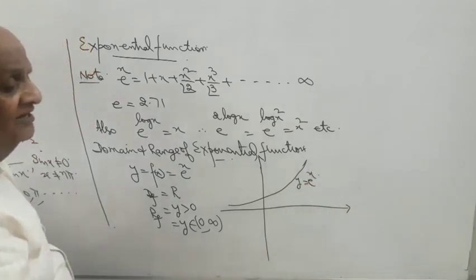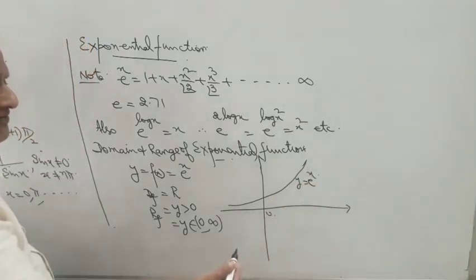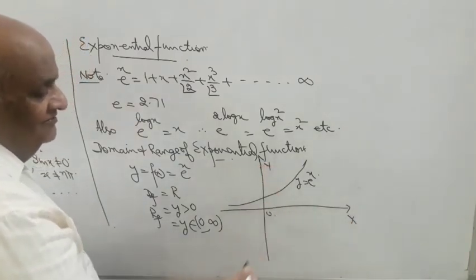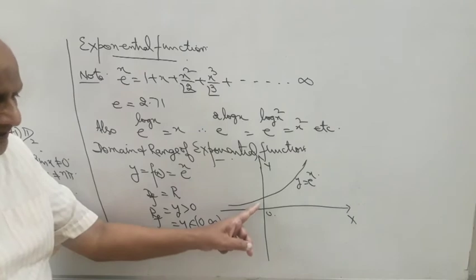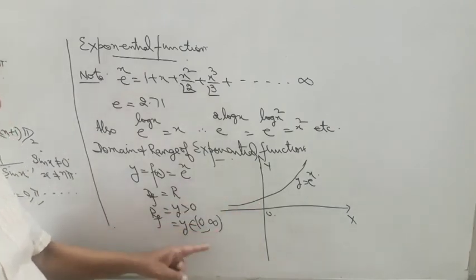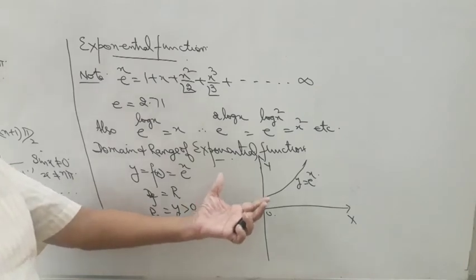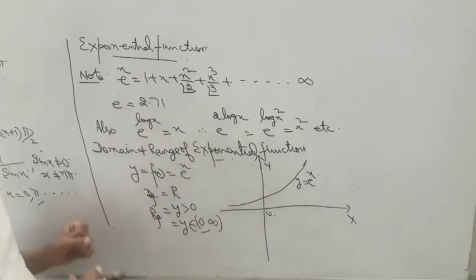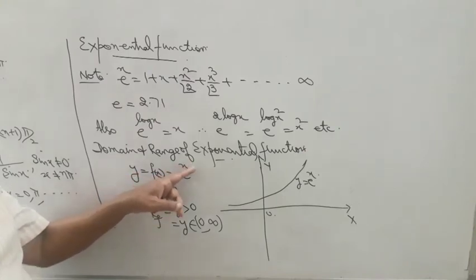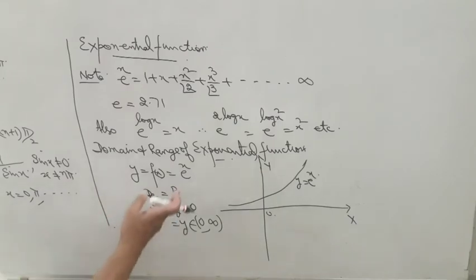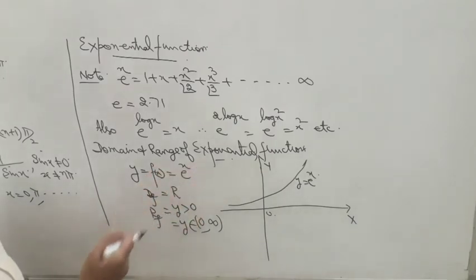It should be noted here that the graph cuts the x-axis and the y-axis in a unique point here. So that's why we shall call it also a 1-1 function, of course an increasing function. This I shall take later on, but please keep in mind that y is equal to e the power x is an exponential function. Domain is the real, range is y positive. Because you can put in any value, it is just a positive quantity.